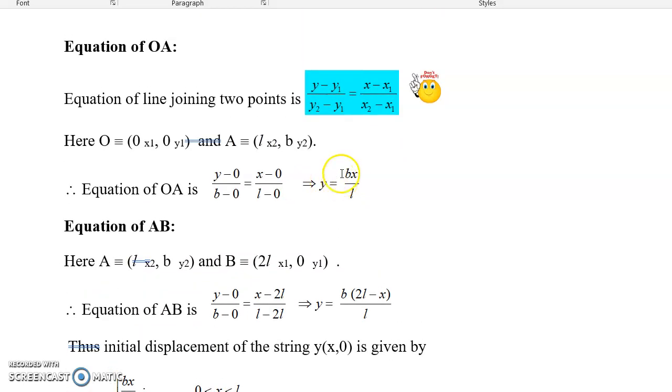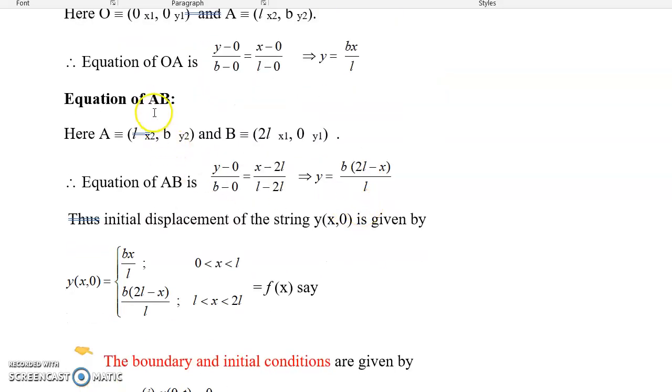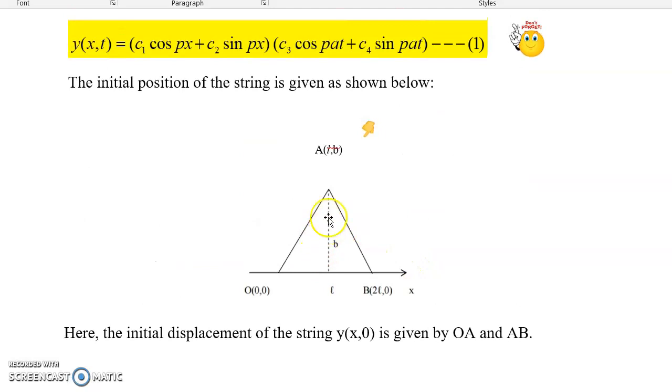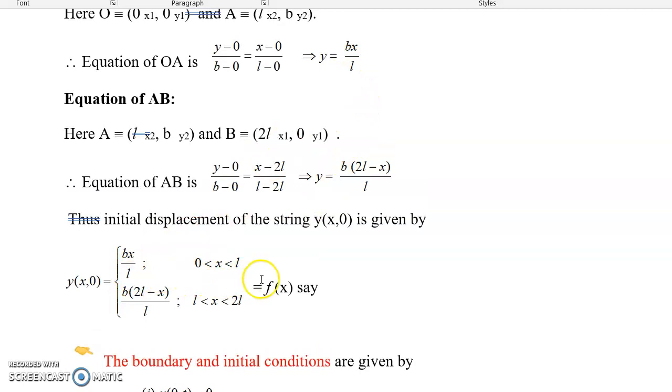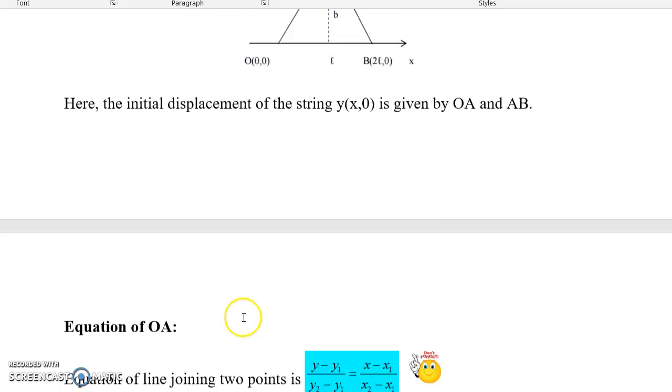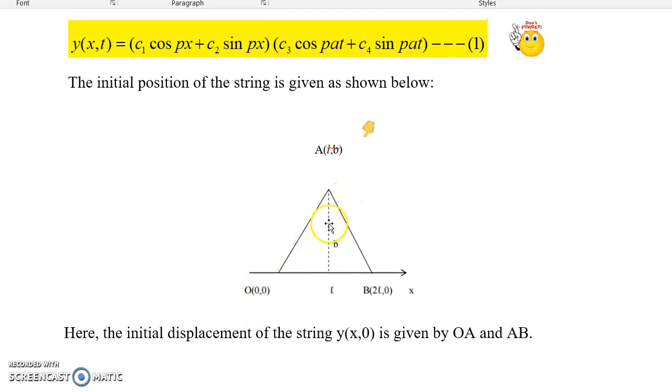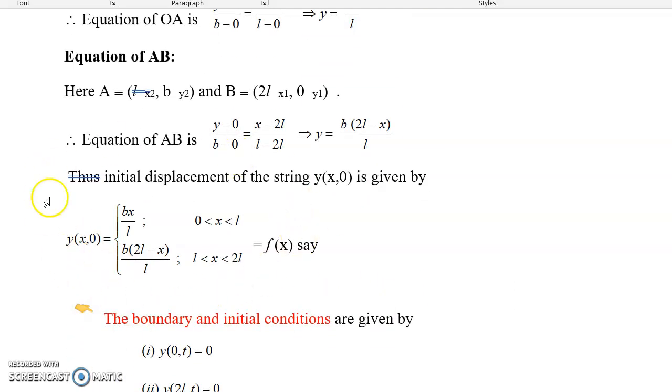And you have two answers for y, one from equation OA and another from equation AB. Now look at the picture. From equation OA we get one answer for y. From equation AB we get one answer for y. But equation OA is from 0 to L. And the string will be in this form, AB form, from L to 2L. So now the initial displacement of the string is given as first form b x by L from 0 to L. And the second form b into (2L minus x) by L from L to 2L. So the first form from 0 to L, the second form from L to 2L. So that is why we have y of x comma 0 in this form.